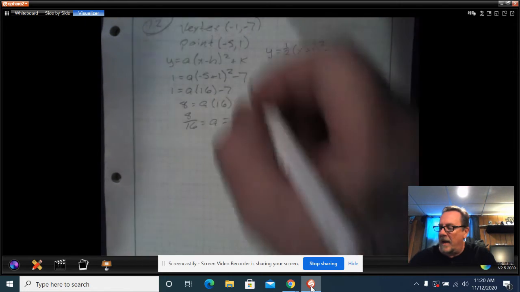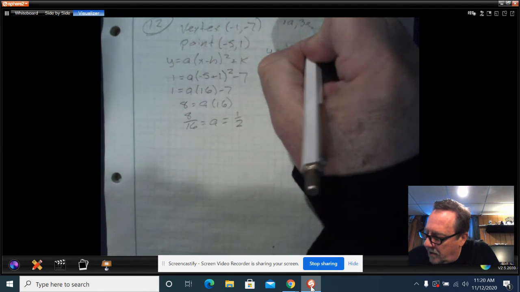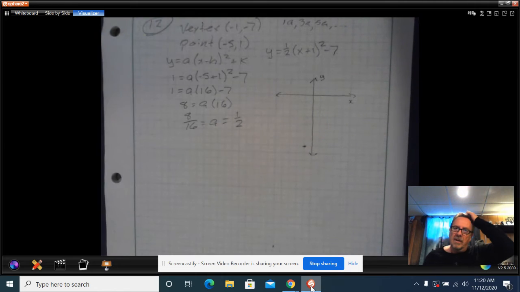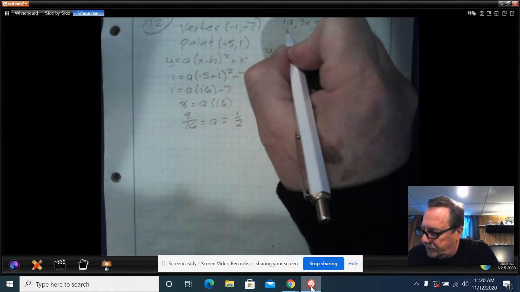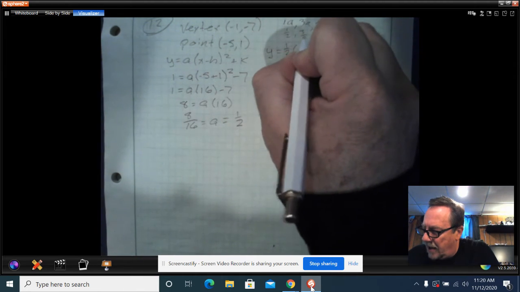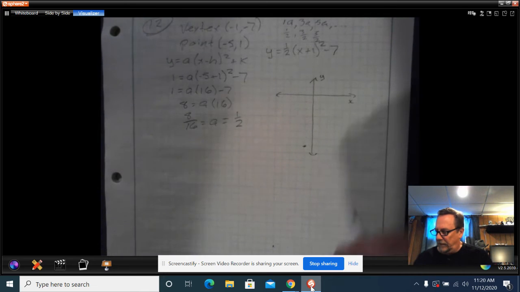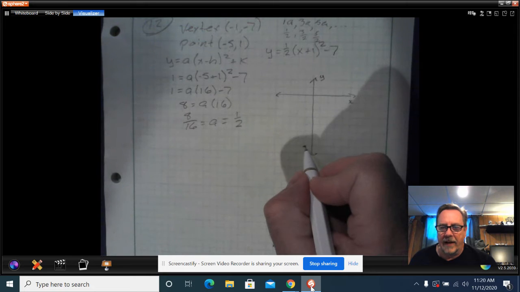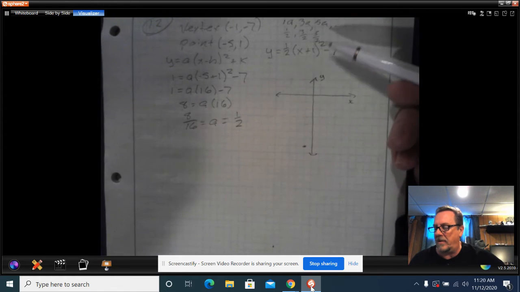And remember our pattern, 1a, 3a, 5a, and so forth. If I multiply by 1/2 on each of these, I get 1/2, 3/2, 5/2. And we'll probably stop there. So anyways, from my vertex to graph this, I always want to go over by 1. It's always over by 1. That never changes. But up and down is this pattern.